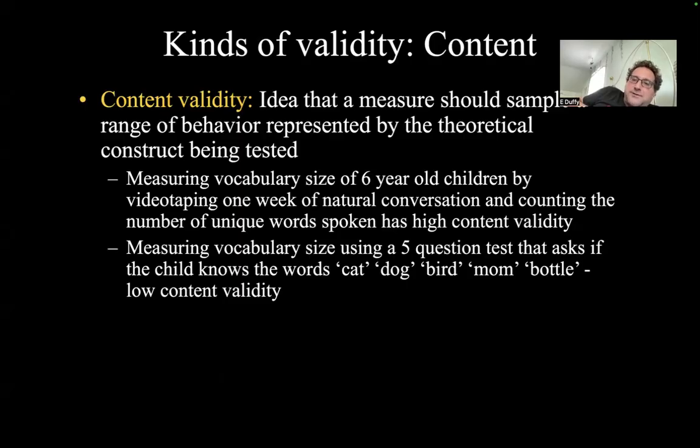A particularly bad idea would be to go to a 6-year-old and just give them 5 words to see if they know, like cat, dog, bird, mom, bottle. That would have low content validity because it's only measuring a small range of the words that a child would potentially know. So content validity is that you want an empirical construct that measures the breadth of the theoretical construct that you're trying to measure.